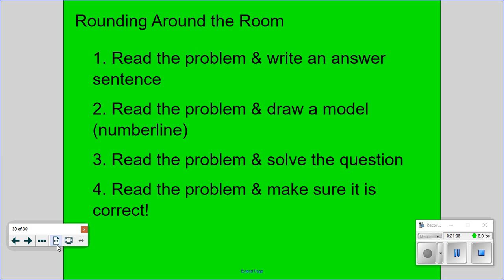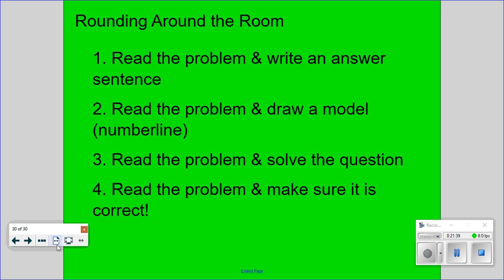Okay, so the steps are going to look like this. Very similar to what we've been doing. First step, if nobody has done anything on that piece of paper, you need to read the problem and write an answer sentence. Easy peasy. Some of them just very simply say round to the nearest 10. Then you need to write your answer sentence as blah, blah, blah, rounded to the nearest 10 is blank. Does that make sense? You'll see it.